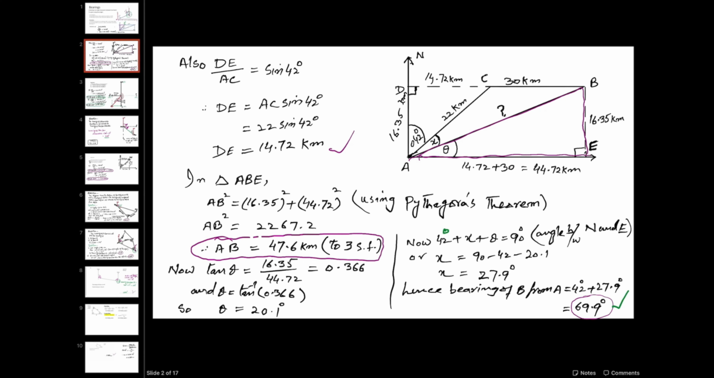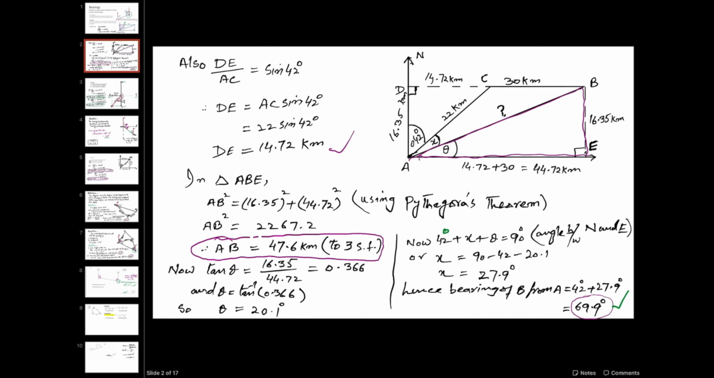Now tan theta is equal to 16.35 upon 44.72. I have used the same triangle ABE. So tan theta is equal to 0.366 and theta is equal to inverse tan of 0.366, which is equal to 20.1 degrees. So the angle BAE is 20.1 degrees.